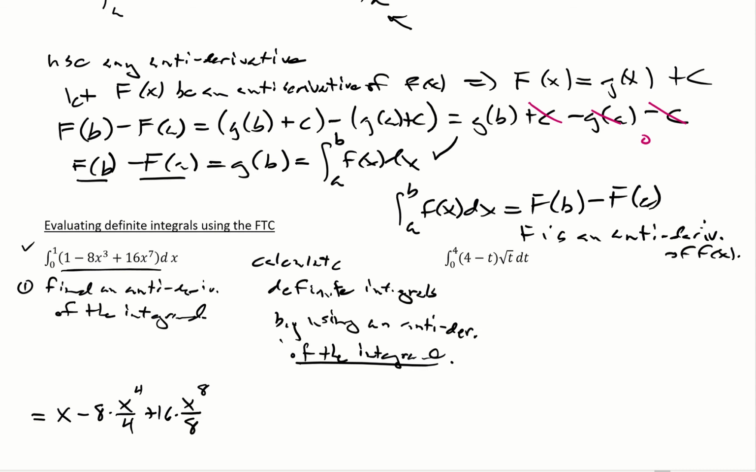And then we typically put a plus c. But with a definite integral, we don't. Instead, we are going to look at the limits of 0 and 1, because the next step, number 2, is compute F of b minus F of a, and you are done.